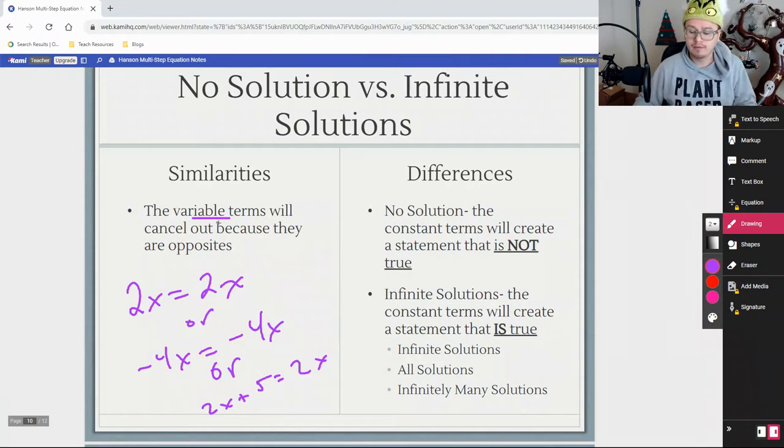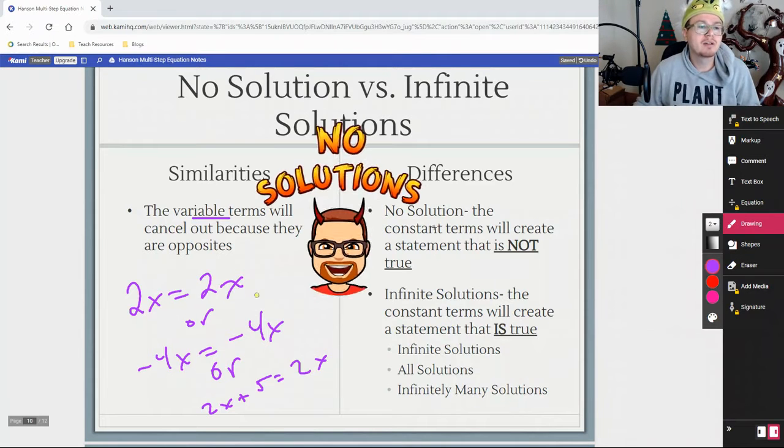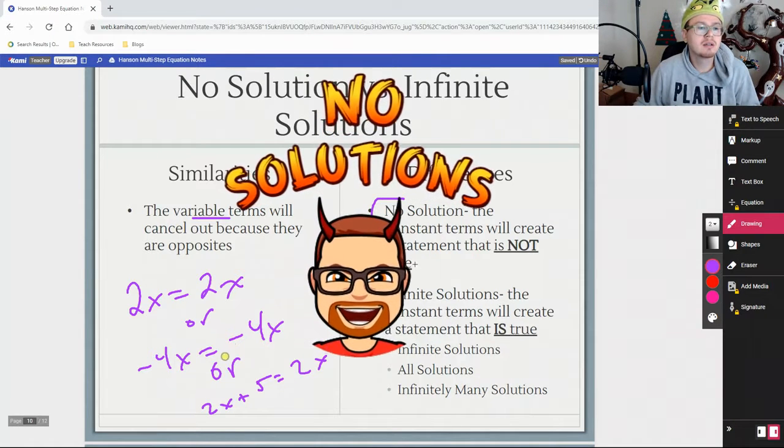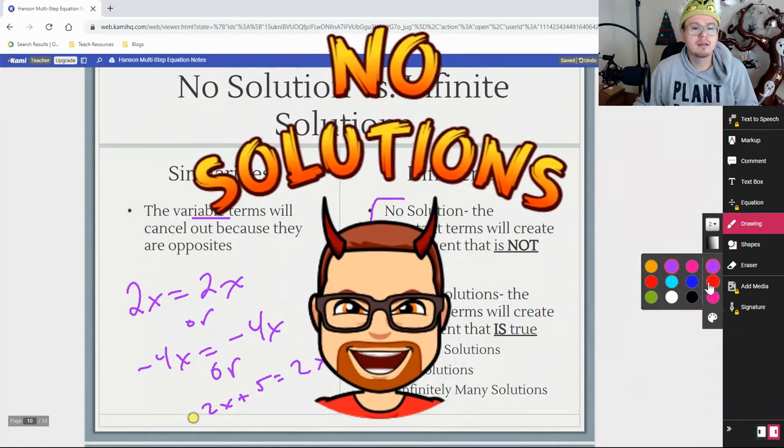Now, you may have to do a little bit of solving to get there, like you may have some distributive properties, some combining terms, stuff like that. But if on the left side and the right side, you have the same exact variable term, you're going to have one of these special cases, okay? So no solution would look something like this one.